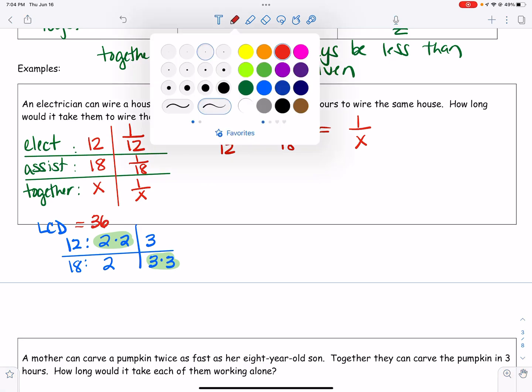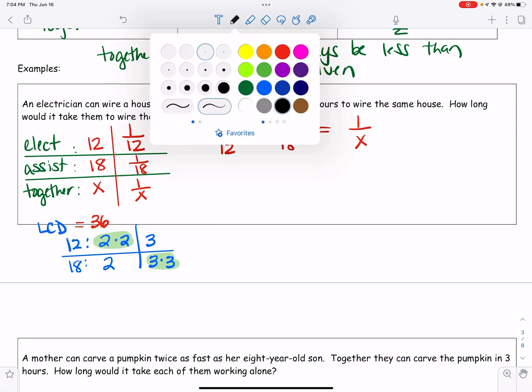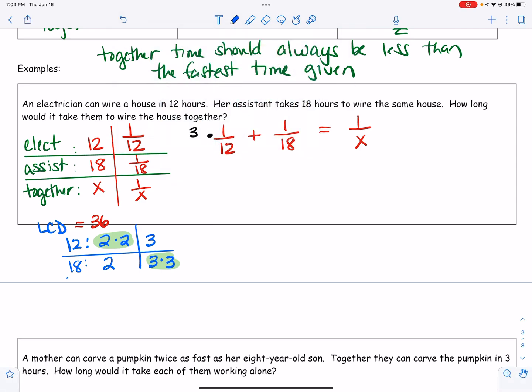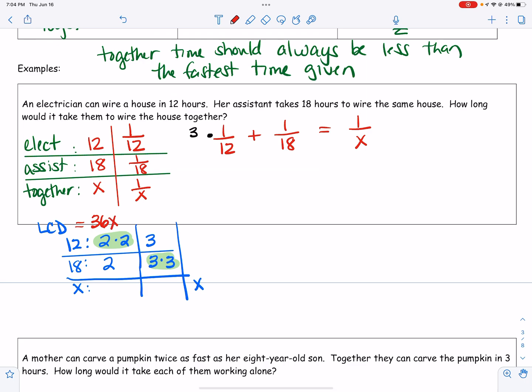So I'm going to multiply every term. Oh, and don't forget, I also need an X. Sorry, I forgot about that. I also have a denominator that has an X, so that needs its own factor. So my LCD is going to be 36X. So 36X times each term.